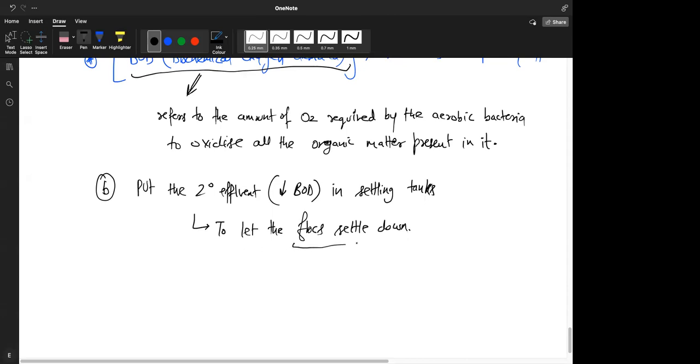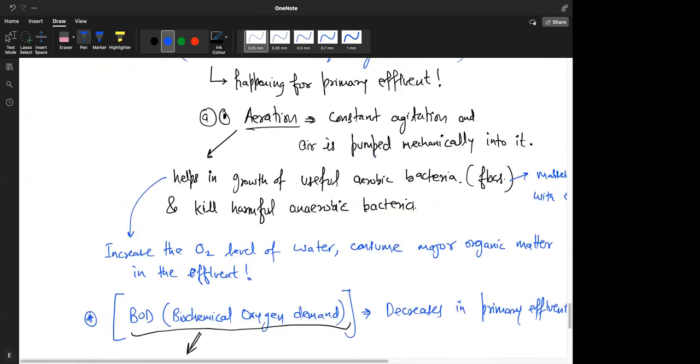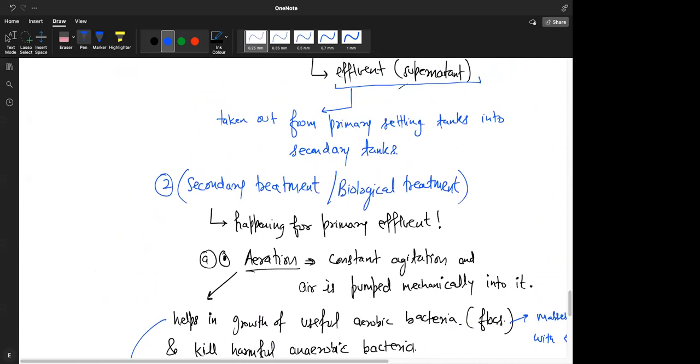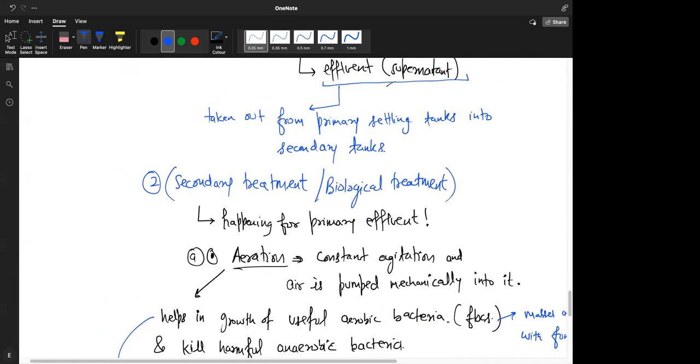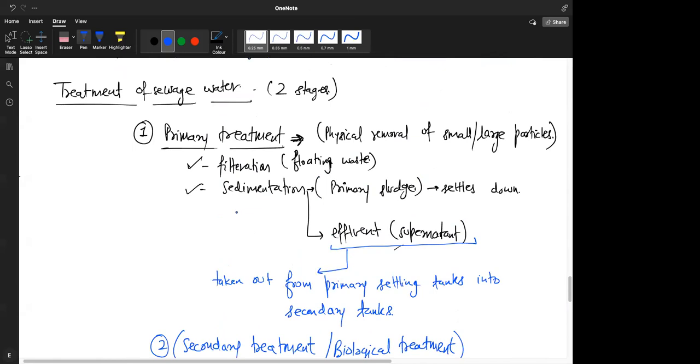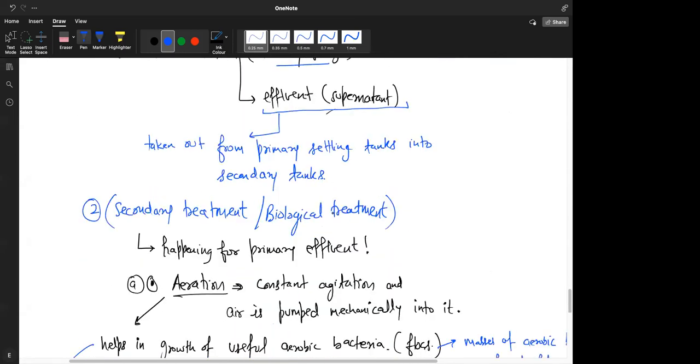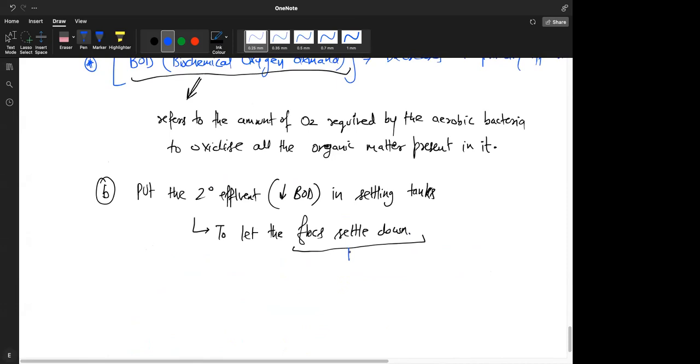And these flocs which settle down are known as, so remember there was a primary sludge. What was it called? Here, sedimentation. This was the primary sludge which we removed. Now when these flocs settle down, we call this secondary sludge or activated sludge. They are like a muddy substance, so that's why they are called sludge.